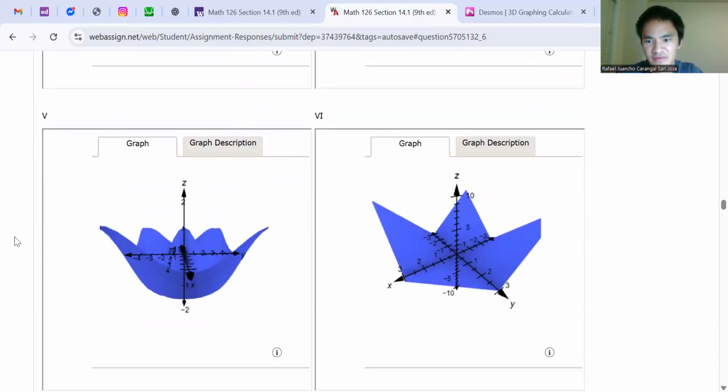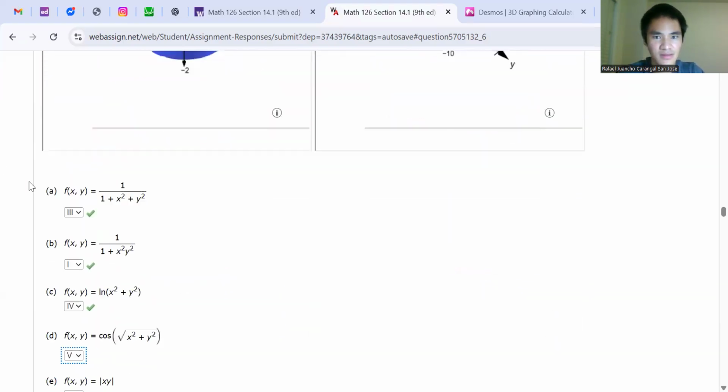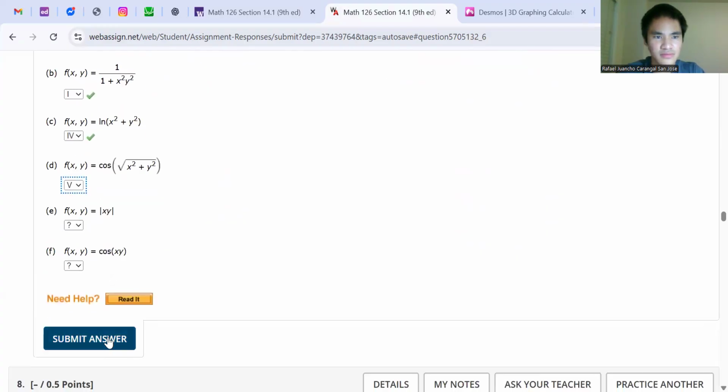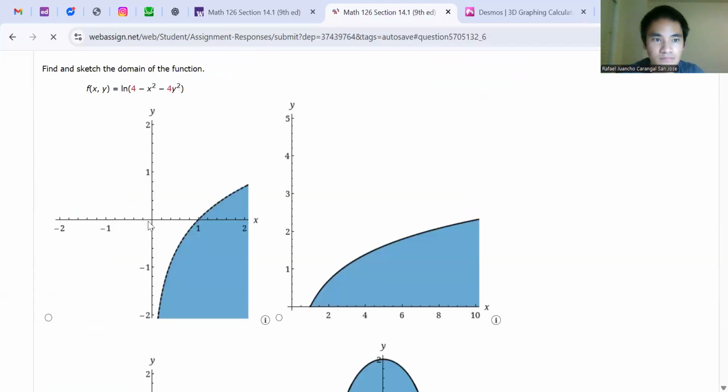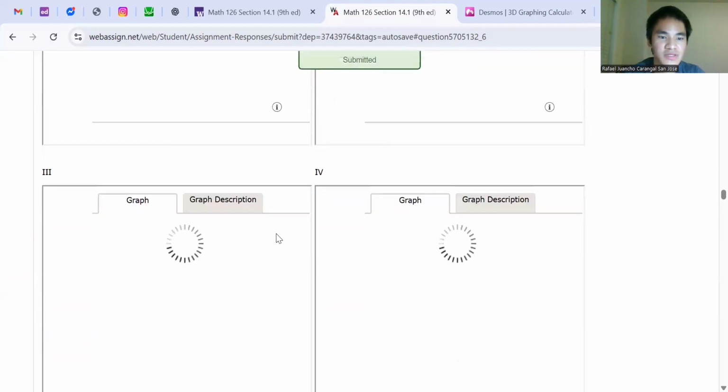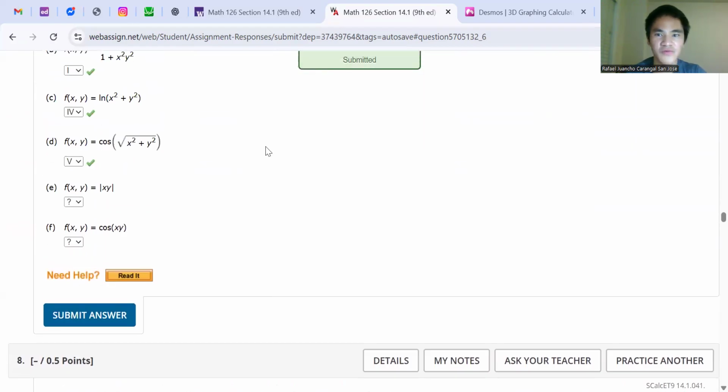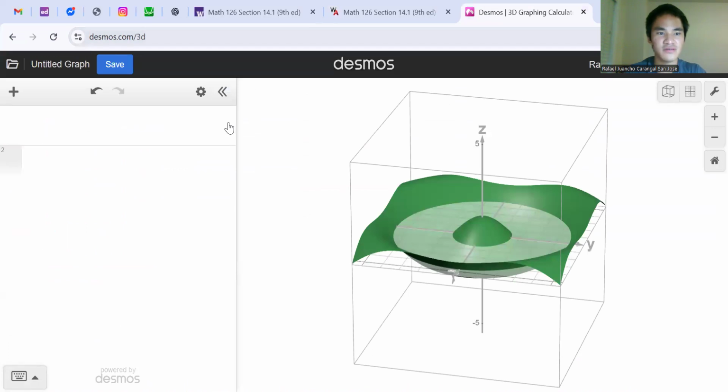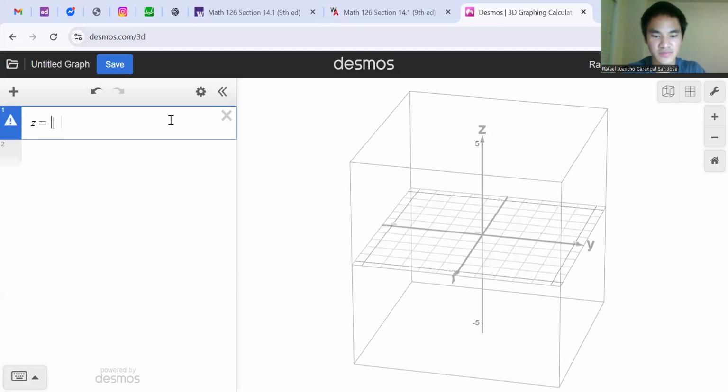This is number 5. Okay. Let me see. Nope, we got it. Nice, we did get it. We have 2 more. So we have z is equal to the absolute value of xy.